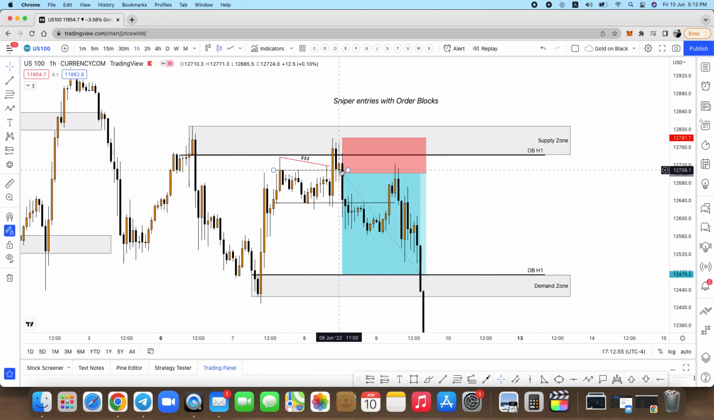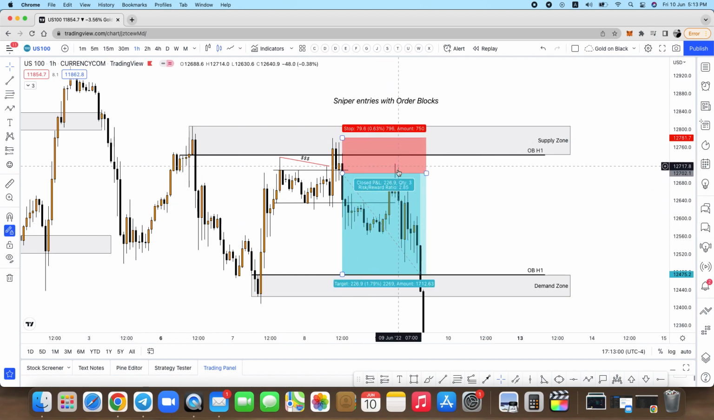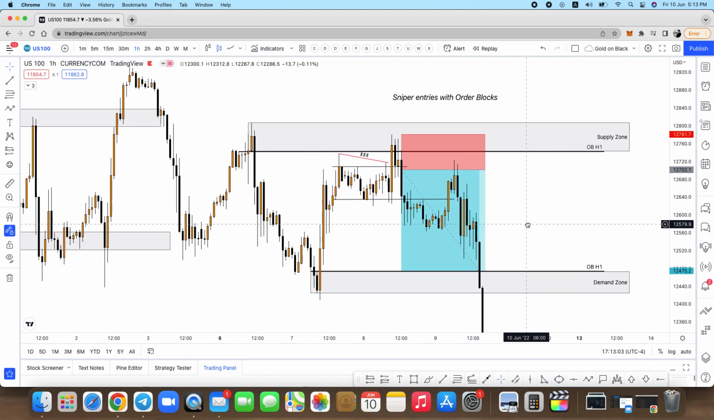So it was my risk. What happened? The price dropped, it reached my middle point. I put the stop on break even, the price stopped me out on break even, and then continued reaching the target.